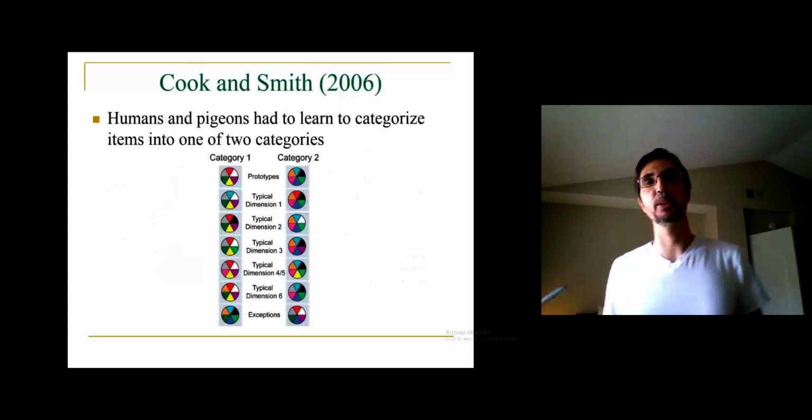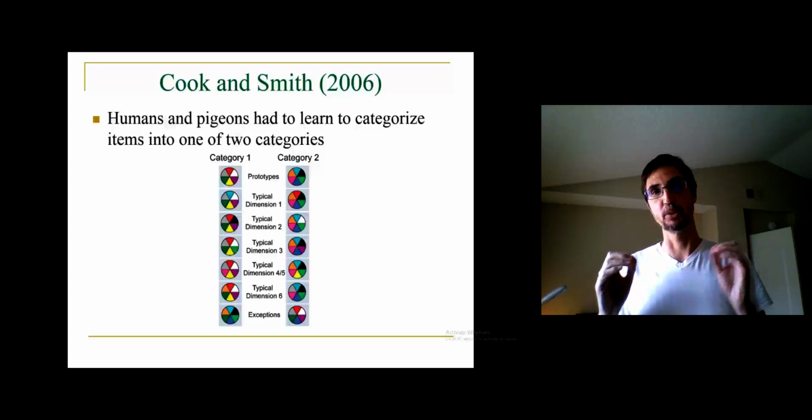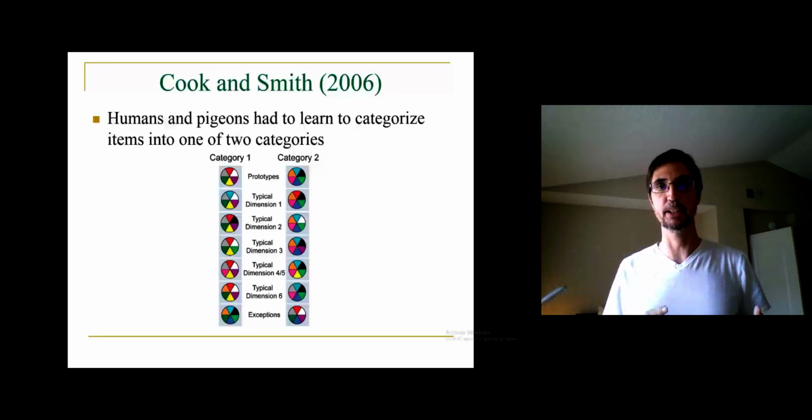All right, so this experiment is really tricky, so I recommend that you go through this a couple times to really understand what's going on here. So in their study, humans and pigeons had to learn to categorize items from two categories, right? Categories that are completely new to them and new to the pigeons and to the humans. So you can see the examples from category 1 and the examples from category 2. Each item is made up of a circle with 6 wedges, and those wedges have different colors. And there are 3 types of items for each category.